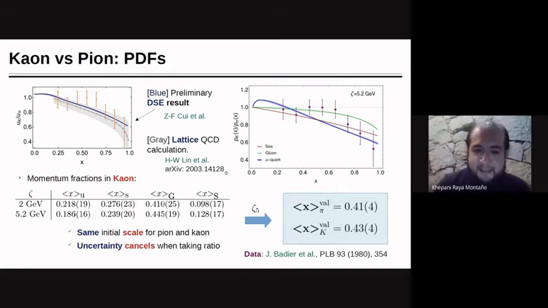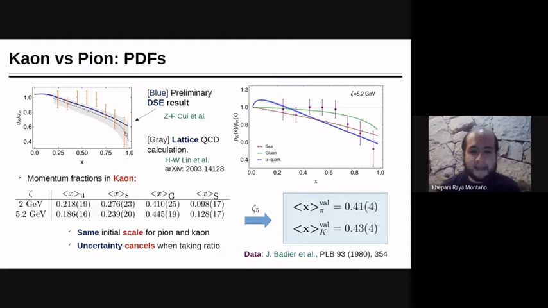Now, for the Kaon, the challenge is bigger. However, we now have available a preliminary Dyson-Schwinger equation result, which I am showing you in this plot on the left. This is the u_K divided by the u_pi ratio that compares fairly well with the data, although it is clear that we need more data. This result is also compared with the lattice QCD calculation.